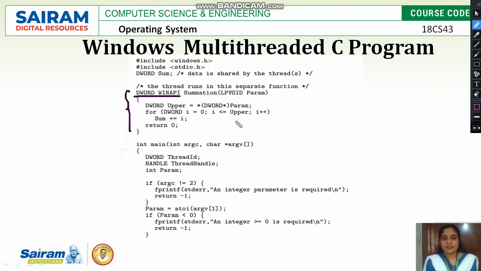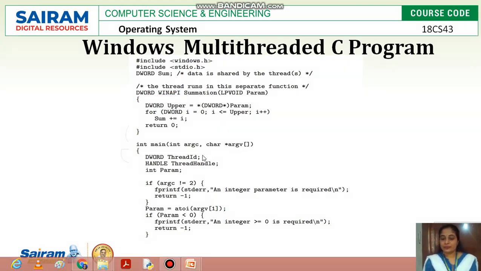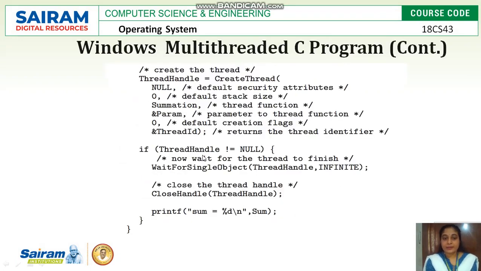For DWORD i equal to 0, i less than or equal to upper, summation is done for the complete array and it returns the value with the thread, not with the function. The return 0 will be given to int as a 0, but this sum value will be stored in the thread. Whenever you use a thread function, the value will be stored in that thread and the sum value can be printed with the thread handle.